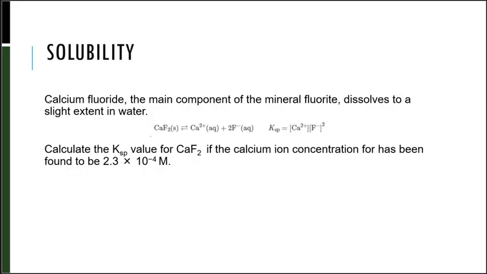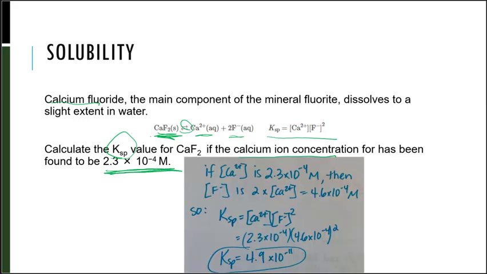Let's try a practice problem here. Calcium fluoride, the main component of the mineral fluorite, dissolves to a slight extent in water. So here's our calcium fluoride in equilibrium with the calcium 2+ ions and the fluoride minus ions, and there's our KSP expression. Let's calculate the KSP value if the calcium ion concentration has been found to be 2.3 times 10 to the negative 4th molarity.